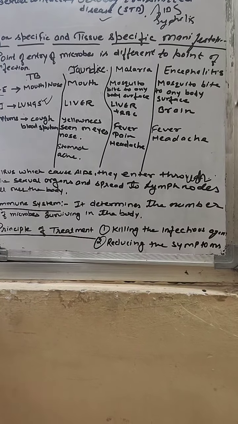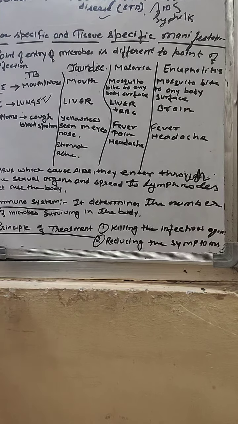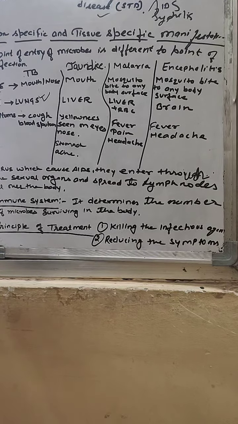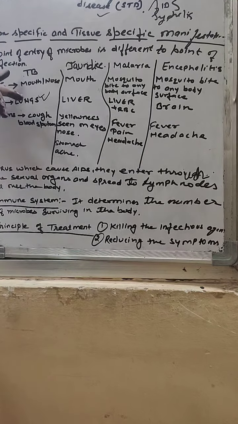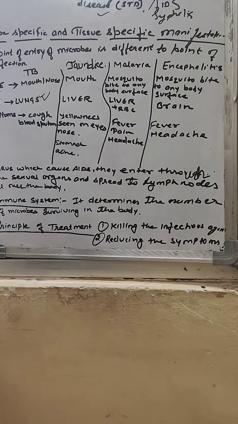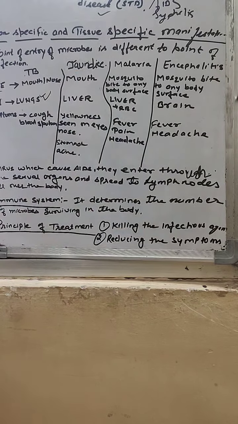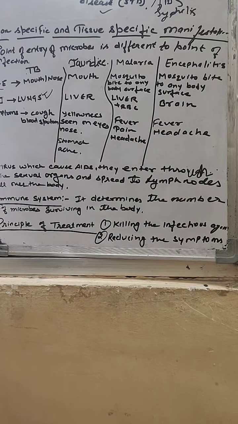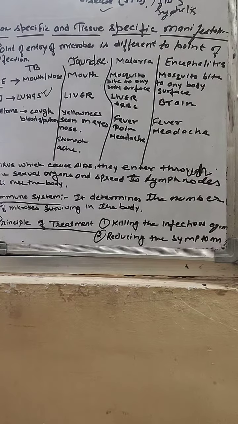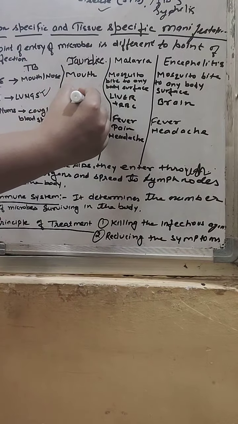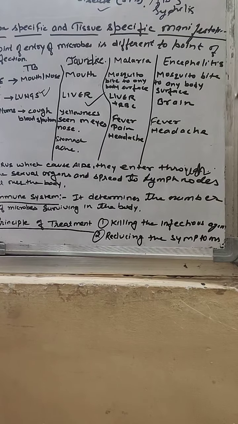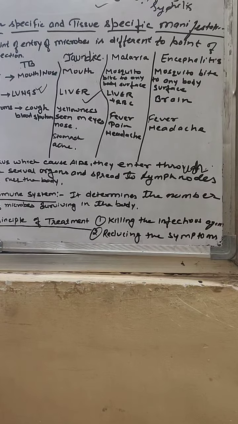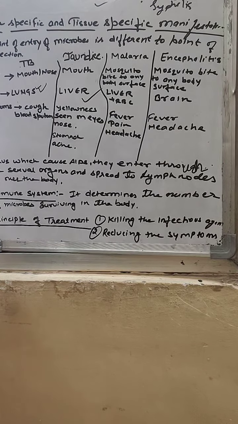Now what immune response will be seen? It is clear that you have tuberculosis. How does your immune system react? Inflammation is seen in some parts of the body. So the immune response in tuberculosis is inflammation in some areas. Next is jaundice. The point of entry of jaundice is also the mouth. From the mouth the microbes enter and target an organ. Which organ? The liver. When the liver is targeted, symptoms appear: a yellowish sheen in the eyes and nose, and yellow color is seen on the palms.